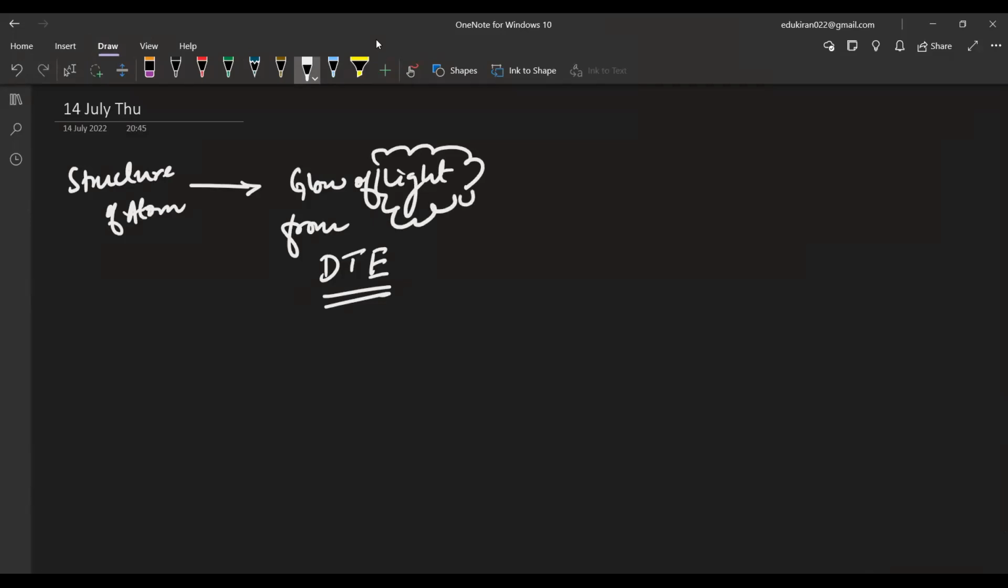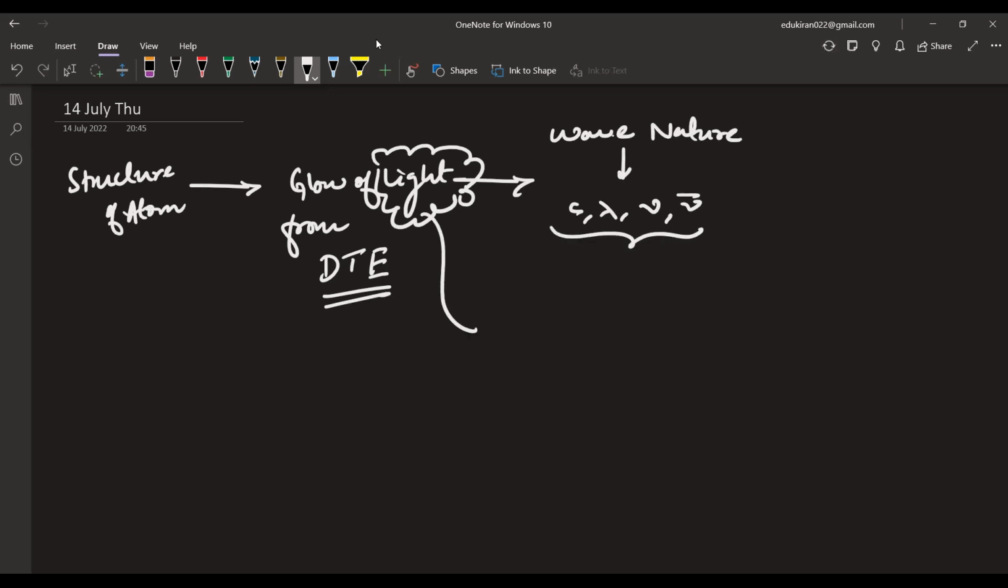Revolving around light, what did we do? We started learning about the wave nature of light. We learned about the speed of light, the wavelength, the frequency, the wave number. We also did some numericals about it. After that, we saw that light also corresponds to some kind of energy. This is the part that we are learning right now.